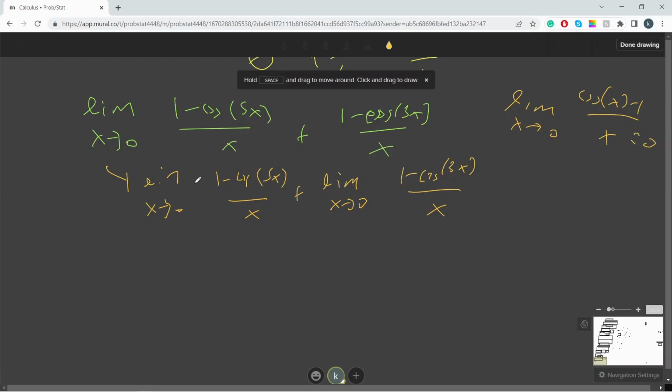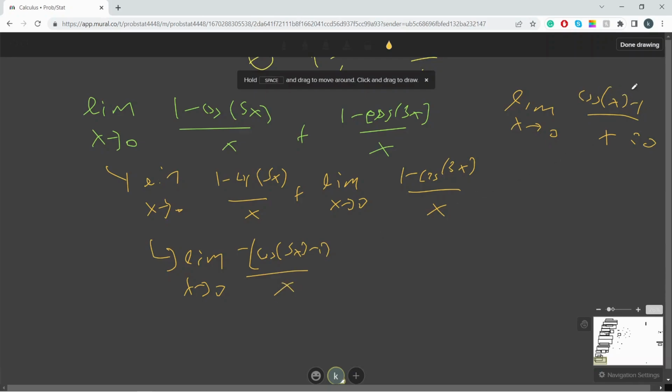equals 0. So here we have a 1 minus cosine of 5x over x. But we want to have a cosine of x minus 1. So we're going to pull out the negative. So this is going to be the limit as x approaches 0 of negative of cosine of 5x minus 1 over x. Now we're very close.